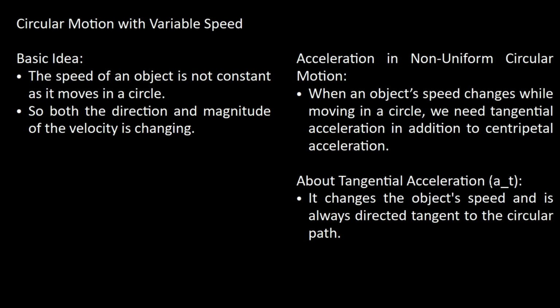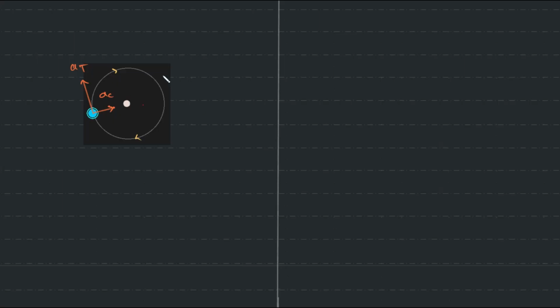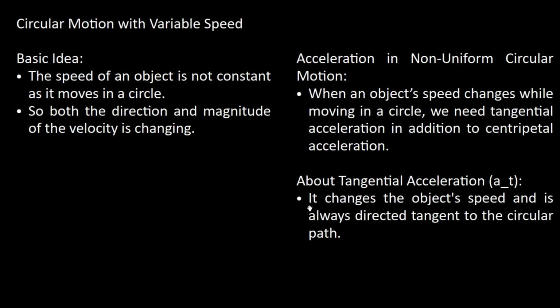So tangential acceleration, you have A and you write T at the bottom. So that is how we represent tangential acceleration, with a capital T. Tangential acceleration changes the object speed and is always directed tangent to the circular path.